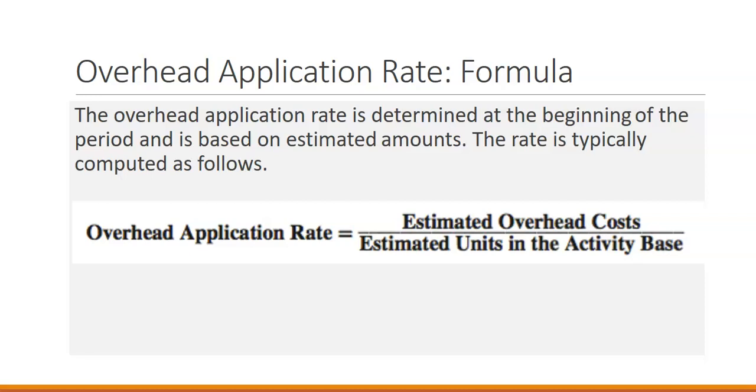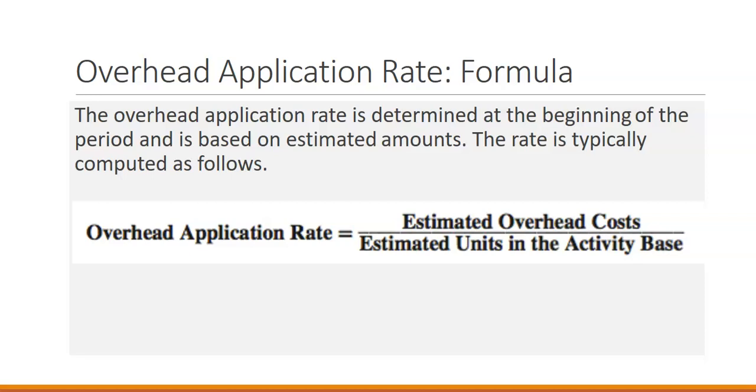If we have total overhead costs and we plan to make 20,000 units a year, then we would take our total overhead costs and divide by 20,000. Then every time we produced a unit, we would take that overhead application rate and apply it to that unit.